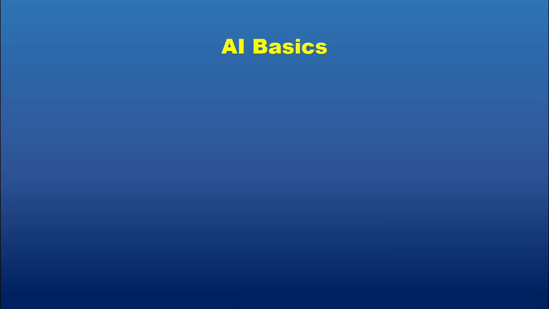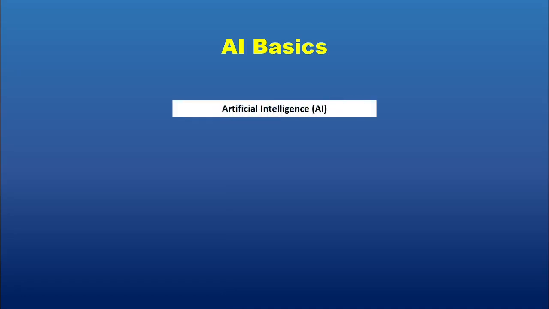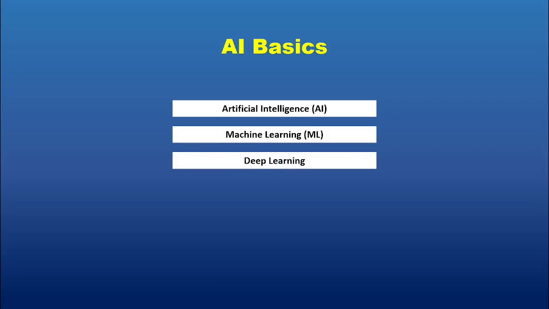Understanding the basics of AI. Before writing any code, let's briefly go over what AI is. Artificial intelligence, AI, the simulation of human intelligence in machines. Machine learning, ML, a subset of AI where algorithms learn from data. Deep learning, a specialized machine learning approach using neural networks. For this tutorial, we'll focus on building a simple neural network using JavaScript.